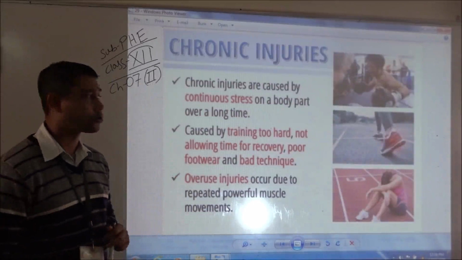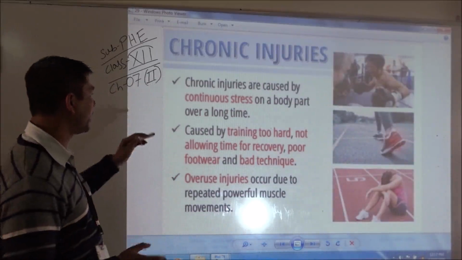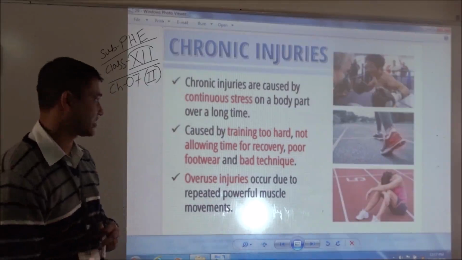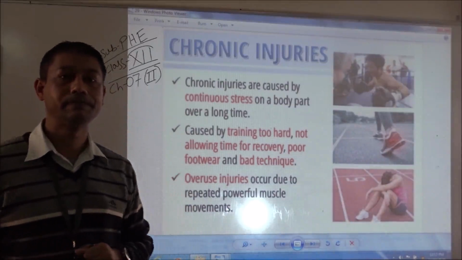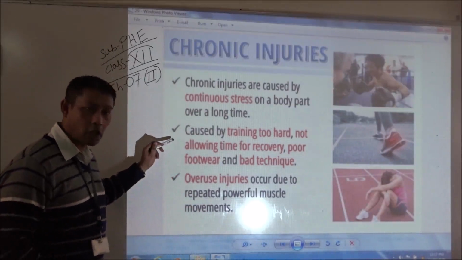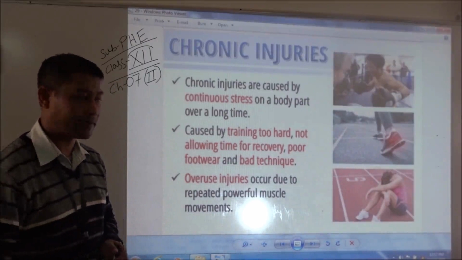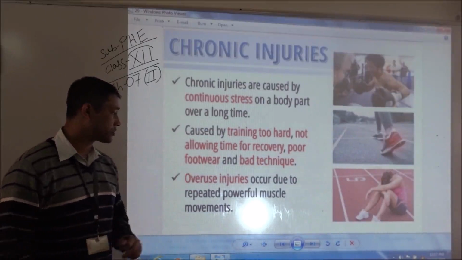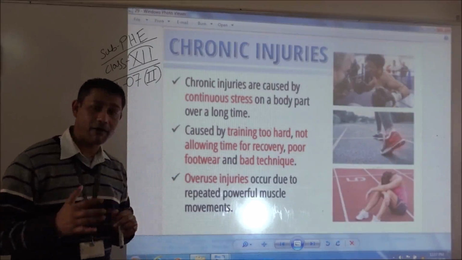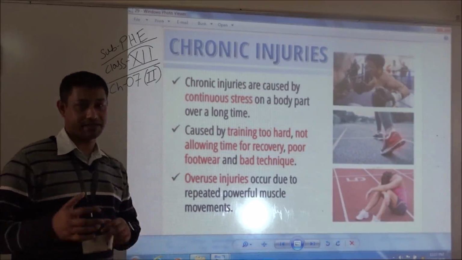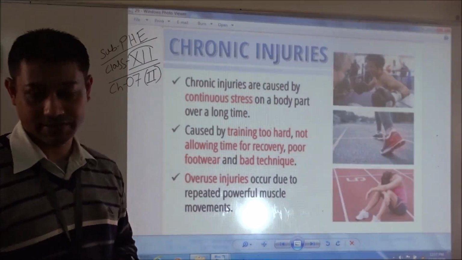Next is chronic injuries. Chronic injuries are caused by continuous stress on a body part over a longer period of time. They can be caused by training too hard for a longer duration of time. Overuse injuries occur due to repeated powerful muscle movements. So these all consist of chronic injuries.